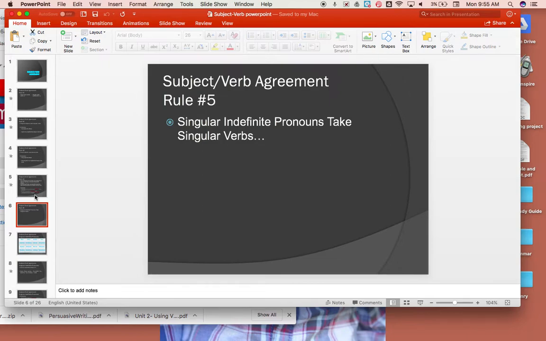Okay, the next rule, these are the ones that are kind of confusing. We're going to start talking about indefinite pronouns. Indefinite pronouns can be subjects of sentences. We know what pronouns are. They are place nouns. Indefinite pronouns are pronouns that maybe you wouldn't realize can actually be subjects, but they can be. If you have a singular indefinite pronoun, you're going to use a singular verb.